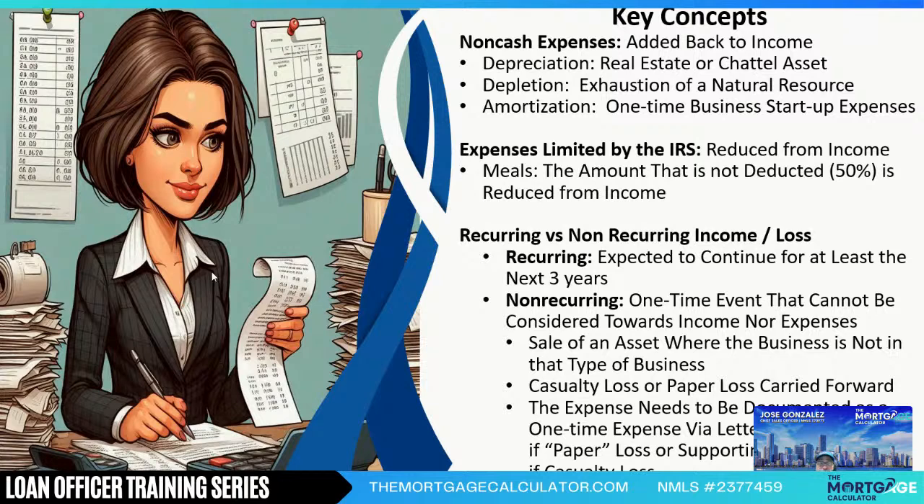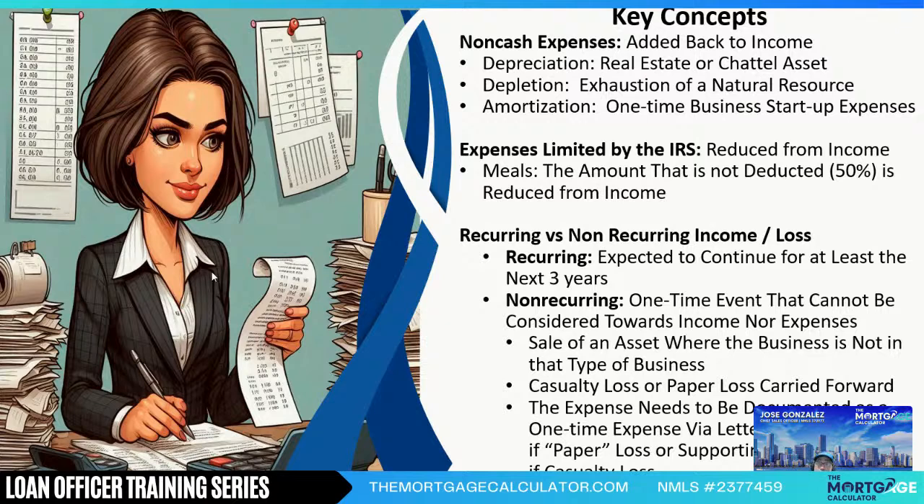And the last category we have here is recurring versus non-recurring income or loss. This is a very important category, especially on the non-recurring loss part. If it's non-recurring income, we know we can't use it, but it's always good to have the borrower reach out to the accountant, or we can reach out to the accountant and find out what type of income that non-recurring income was, just to ensure whether we can or cannot use it.